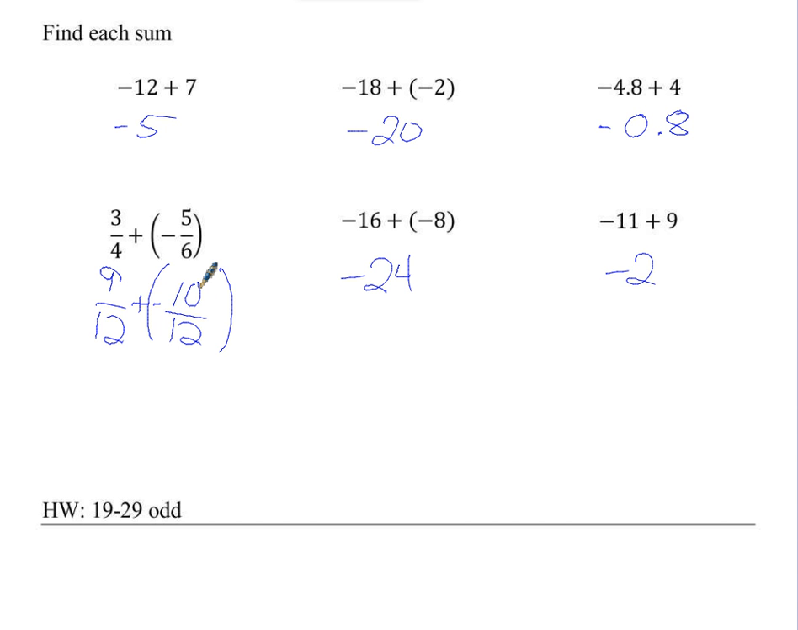All right, now we have 9/12 plus negative 10/12. Which one's bigger in magnitude? Well, the 10/12 is. We have 10/12 here and only 9 of those 12s here. So that means this one is bigger, which means our final answer will be negative. And now we subtract the two top numbers. 10 minus 9 is 1. So negative 1 over 12 is your answer.